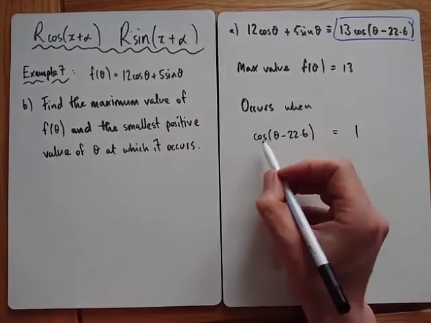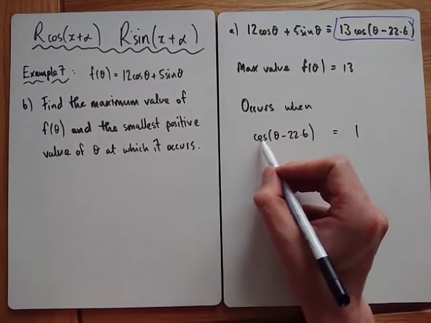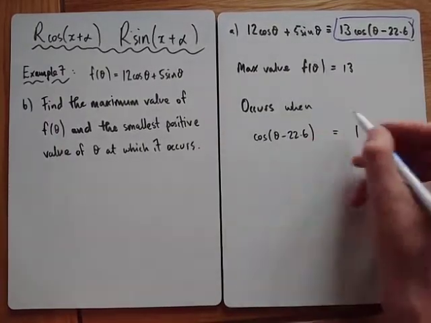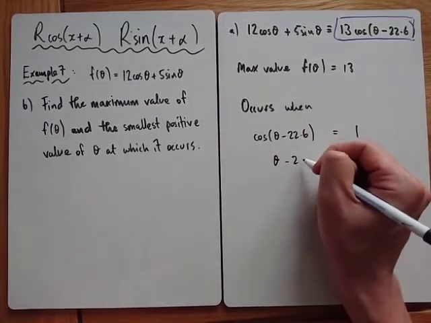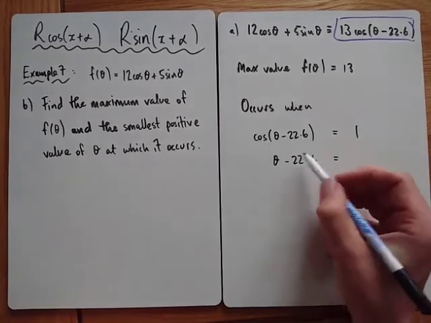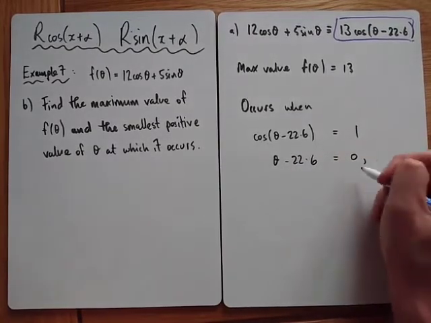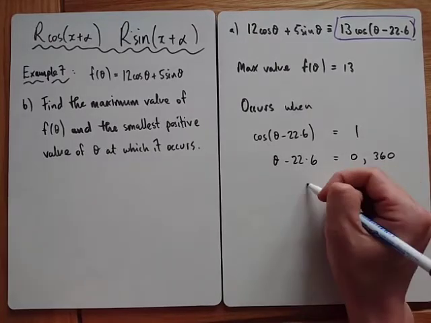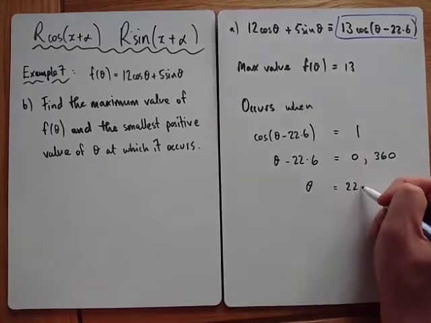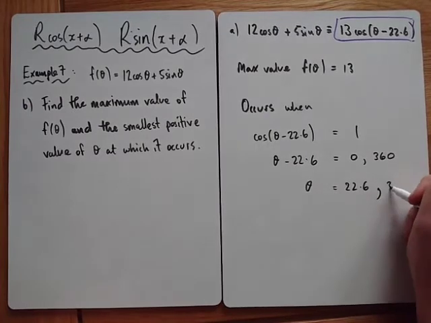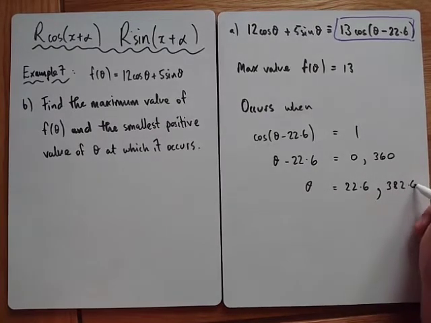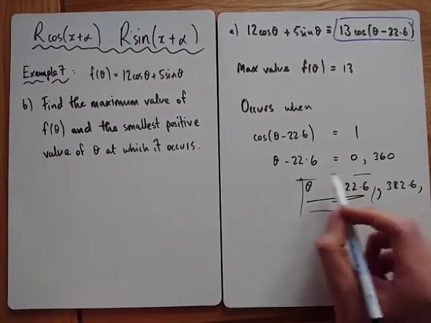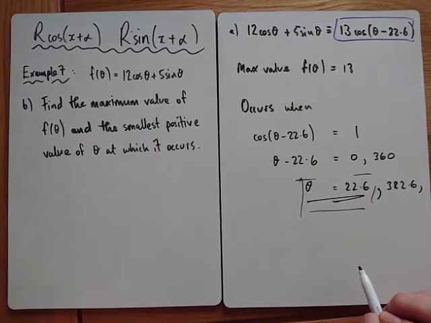equals 1. So we get the maximum because the cos function itself varies between 1 and minus 1, so the maximum occurs when cos is equal to 1. So if you take cos inverse, you would get 0. 360 minus answer, let's wait for another one just in case we get 360, and then theta would equal 22.6, 382.6. So the smallest positive value where we get our maximum is 22.6.